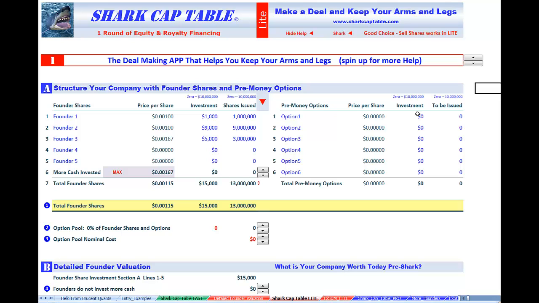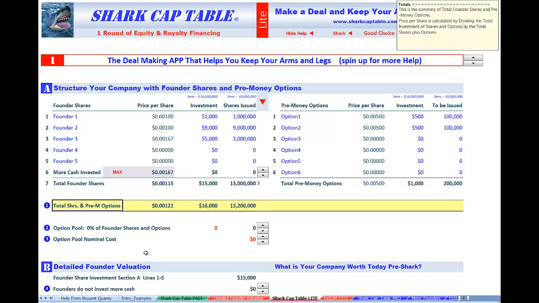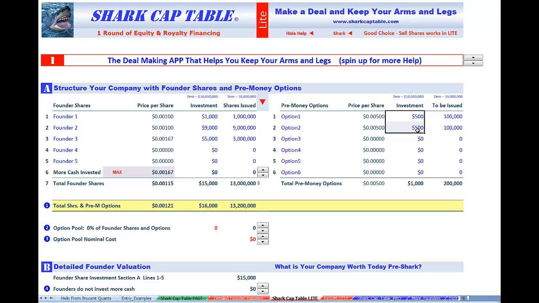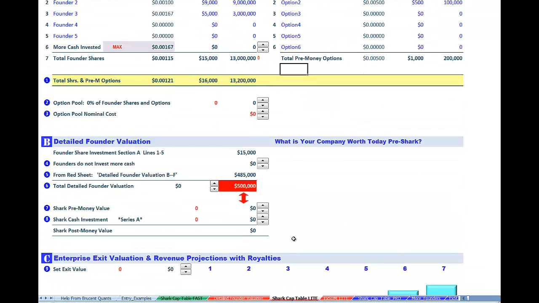We actually probably want to put in some options. So let's put $500 and 100,000 shares. Another $500, another 100,000 shares. Okay, so along the yellow line here, you have the total shares and pre-money options. This is the average price per share based upon the amount of dollars put in. It won't be the same when these guys finally exercise. But for now, we've got $16,000 invested in the company for a total of 3.2 million shares outstanding. Scroll down a little bit and continue.